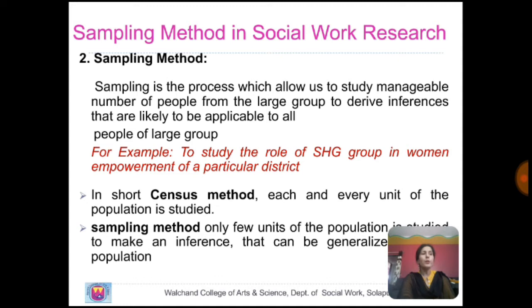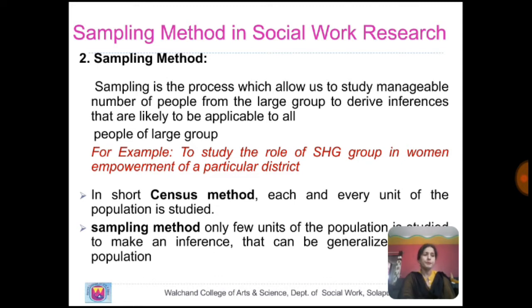Sometimes it is difficult or not possible to study a whole group, an extremely large group. At that time, sampling method is extremely useful. So, sampling method is the process which allows us to study a manageable number of people from the large group to derive inferences that are likely to be applicable to all people of the large group. So, sampling is the process of selecting a group of people, events, behavior or other elements with which we wish to conduct a study.